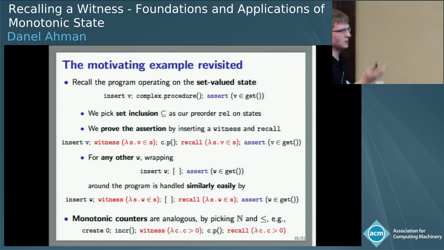You could also consider monotonic counters by picking natural numbers and the usual greater than or equal order, and inserting witnesses and recalls at the right places. You can easily also reason about monotonic counters, and that if you saw that the value was I at some past state, then in the future it is still at least I.